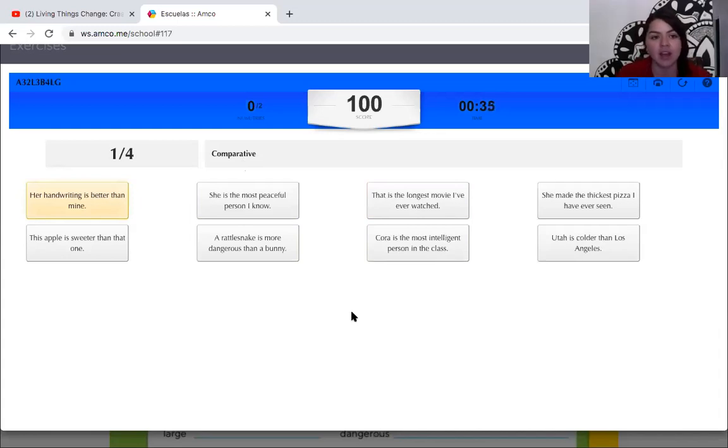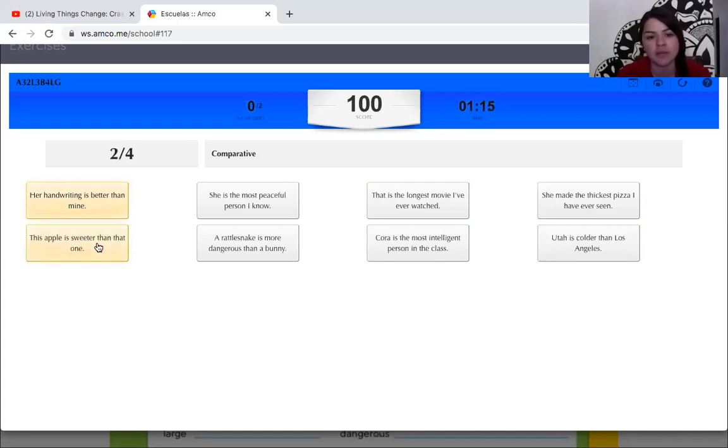Let's see. We already have one. Is this one comparative? Let's see. We have the word "most", so it's superlative. That is the longest, EST, superlative. She made the thickest pizza, EST. It's superlative. This apple is sweeter than. Sweeter, ER, and then "than". This is a comparative.